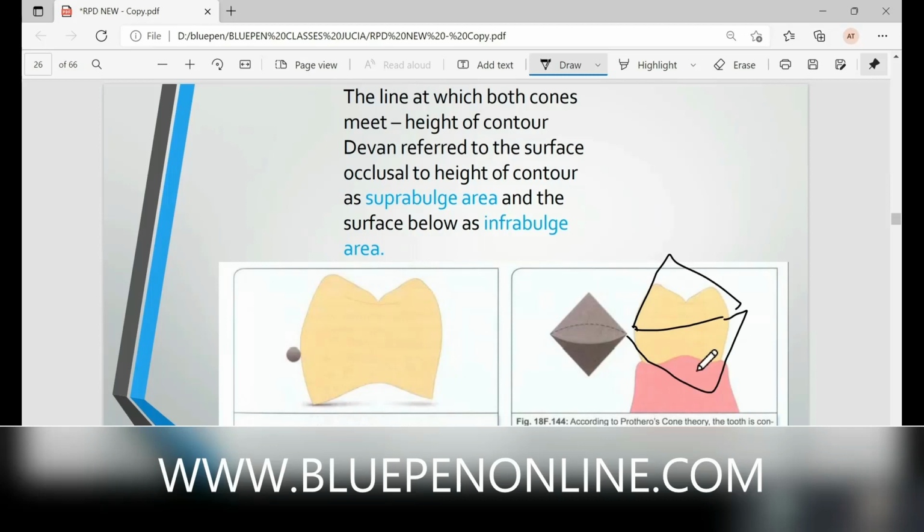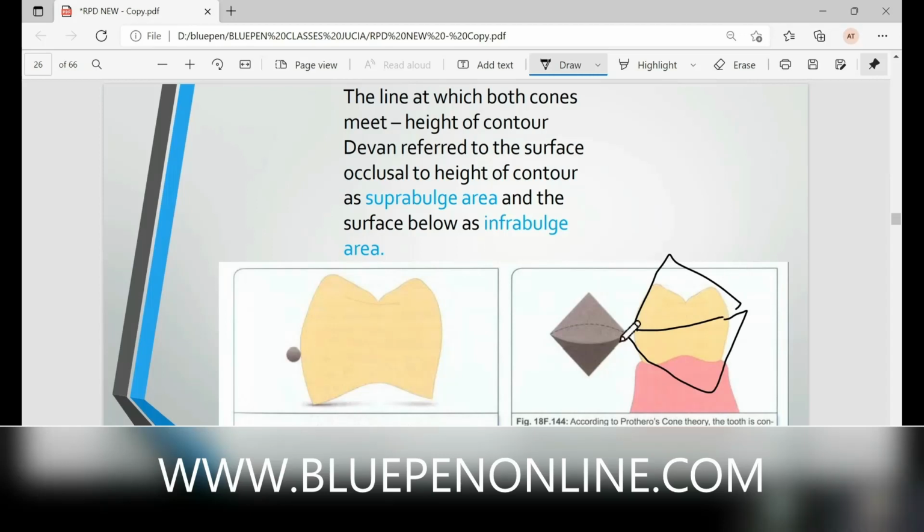Both these lines actually meet at the height of cone. So what he called the area of the tooth that is above this line is known as the suprabulge, and the area which is below is known as infrabulge. The area which is above this height of contour, the surface which is occlusal to the height of contour, we can call suprabulge, and the area which is below, you can call infrabulge area, that is the surface which is below the height of contour.